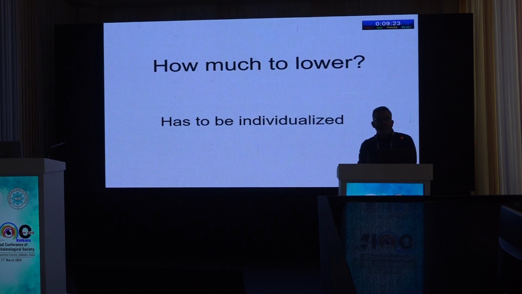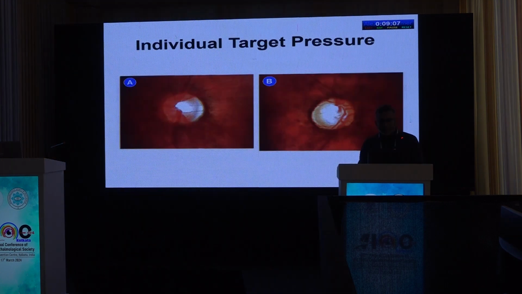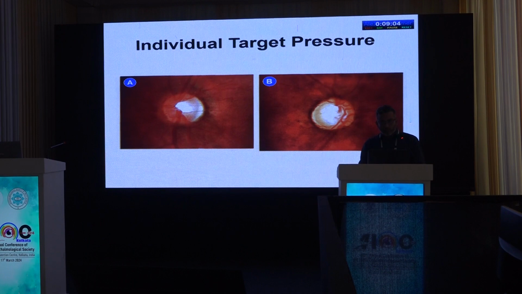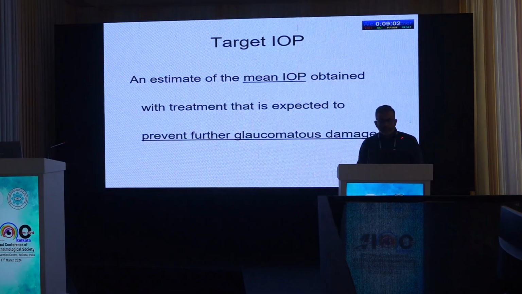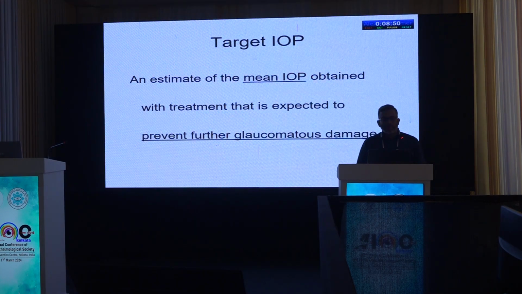So how much to lower has to be individualized depending on that particular patient. We have to weigh the potential benefits and risks of treatment. All medications have their own side effects. We should not overtreat any patient either. If you see these, both these discs appear different. Now which one is glaucomatous? One of them may be glaucoma, one of them may be a physiological cupping. So depending on the situation, we may keep a higher target IOP for each patient.